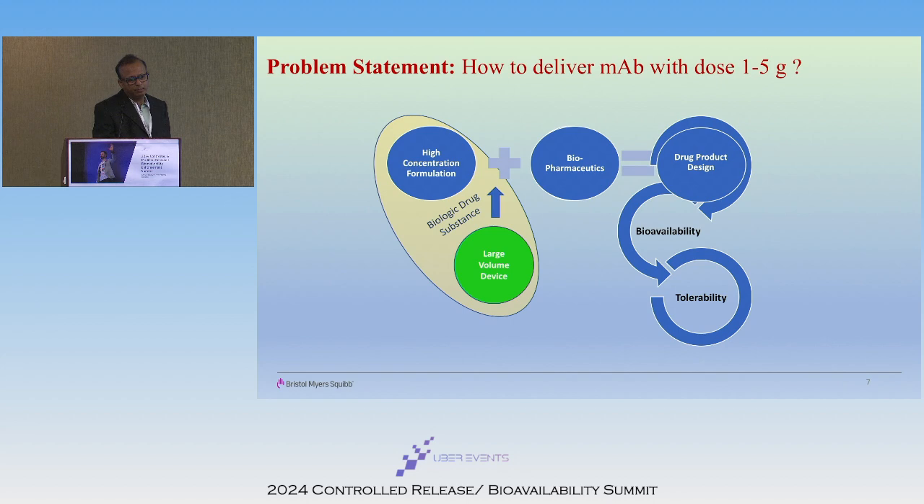So the problem statement. I'm talking about 2 ml, but now we are getting the antibodies, the dose from 1 gram even to 5 gram in some of the disease areas of unmet need, like Alzheimer's, because it has to cross the blood-brain barrier, right? So the dose is getting high. So 5 gram to administer in the sub-Q. So that's the problem statement. And how do we tackle that?